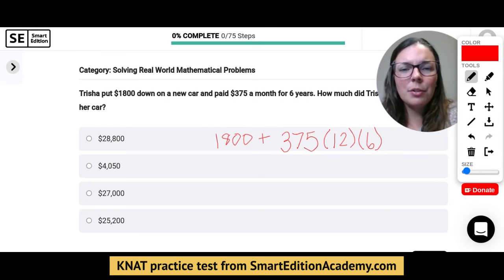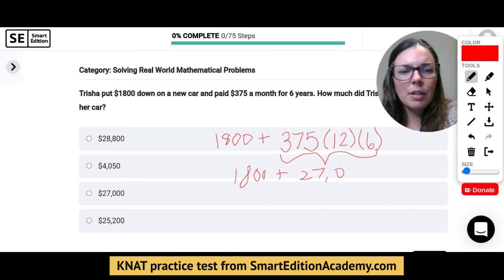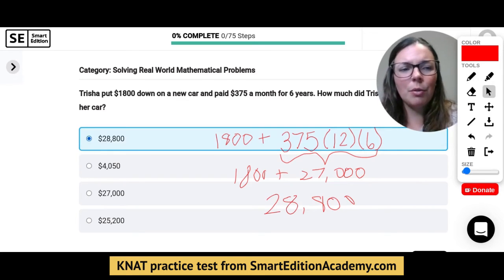Okay, so now in order to simplify this and solve, we can multiply, and then we'll add 1,800 to that. So when we multiply 375 times 12 times 6, you should get 27,000. And now go ahead and add your 1,800 to that, 28,800. So she's paid $28,800 in total.